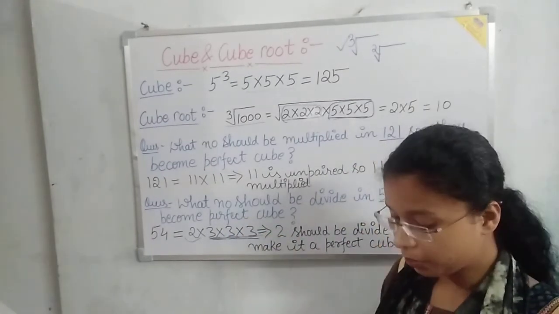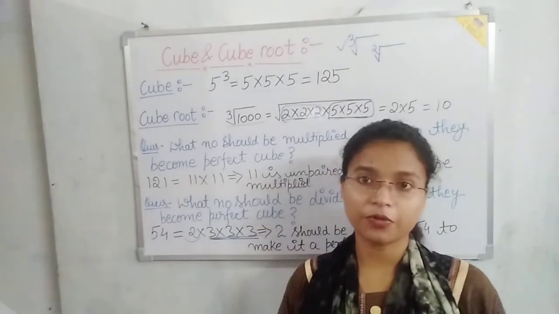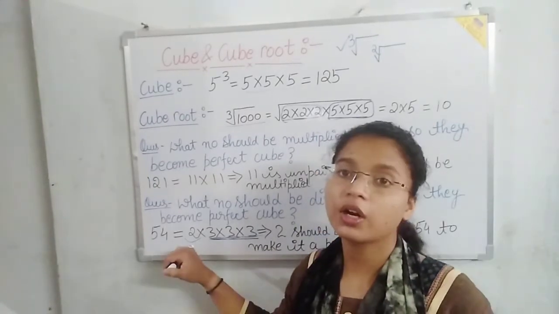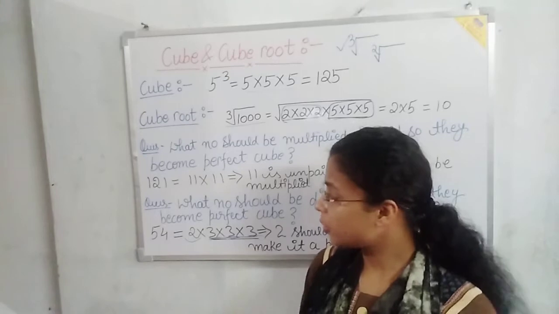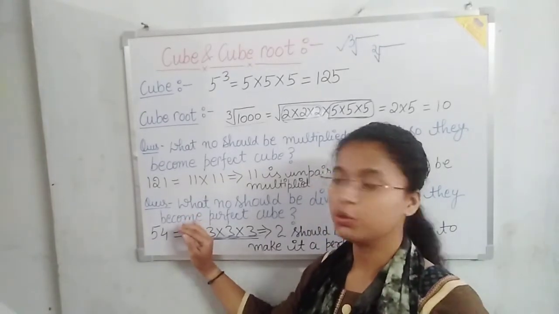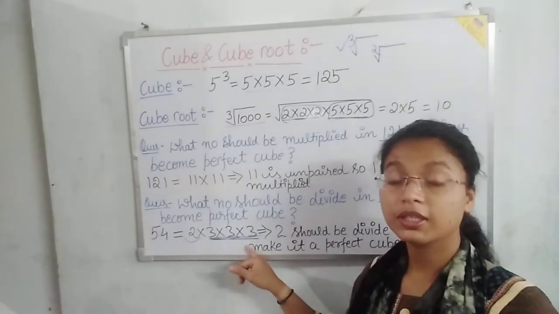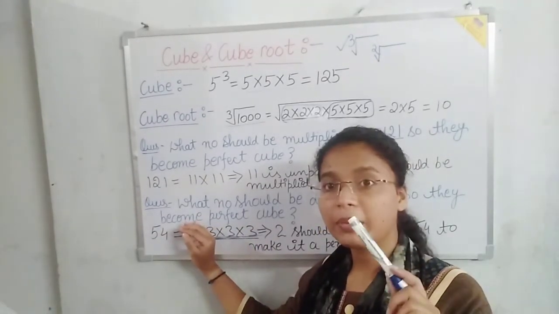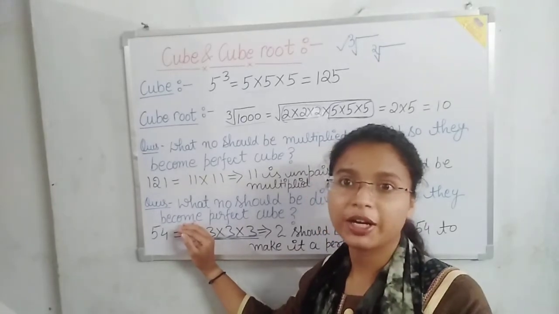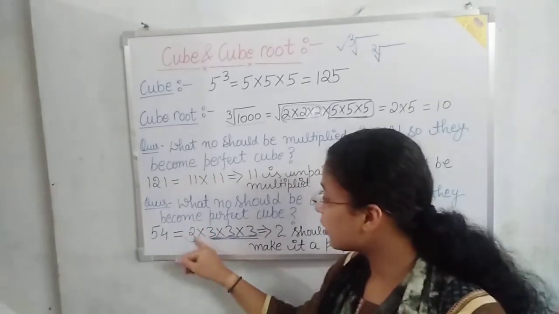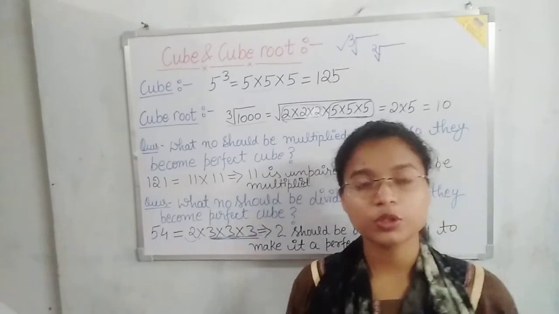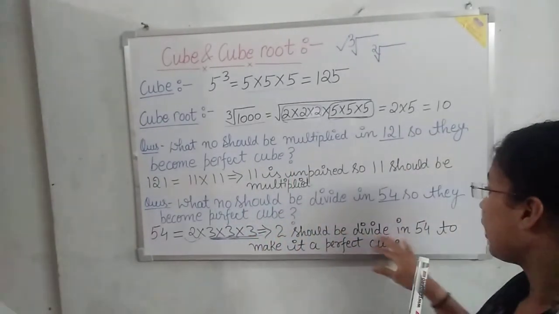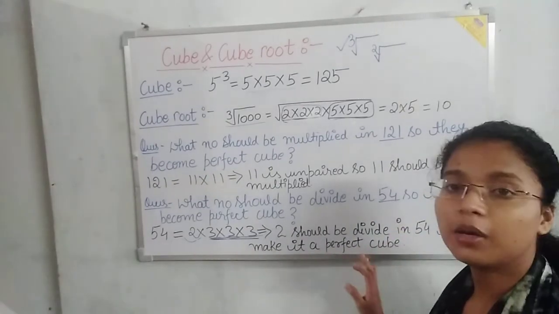But can we say that 54 is a perfect cube? We cannot say 54 is a perfect cube because 2 is not having its pair. Suppose we remove this 2, this will become a perfect cube. So for removing the 2, just divide it by 2. 2 should be divided in 54 to make it a perfect cube.